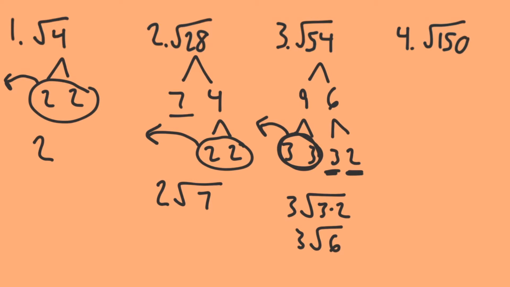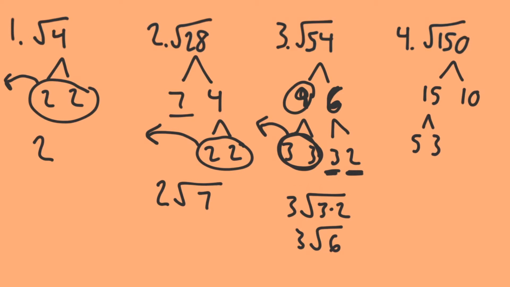You could have stopped earlier and saw 9 and a 6. You could keep going with the 6, but the 9, maybe you already knew that the square root of 9 is 3, so maybe you could have already taken out the 3 and then just kept breaking down the 6 from there. 150, that's 15 times 10, but keep breaking it down.